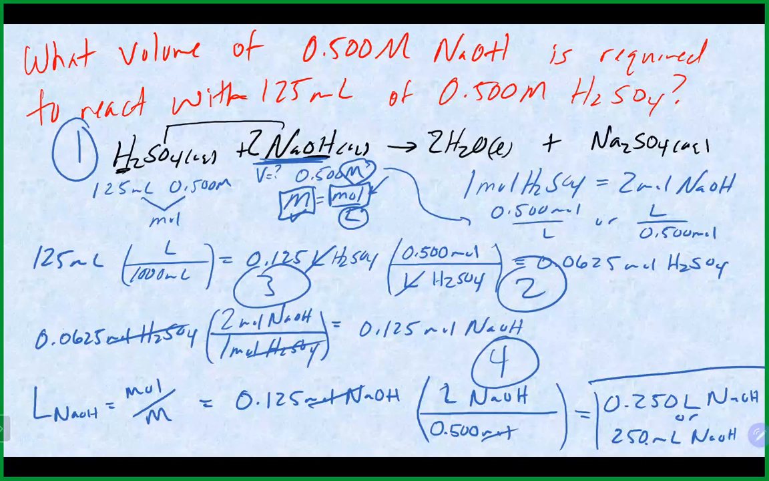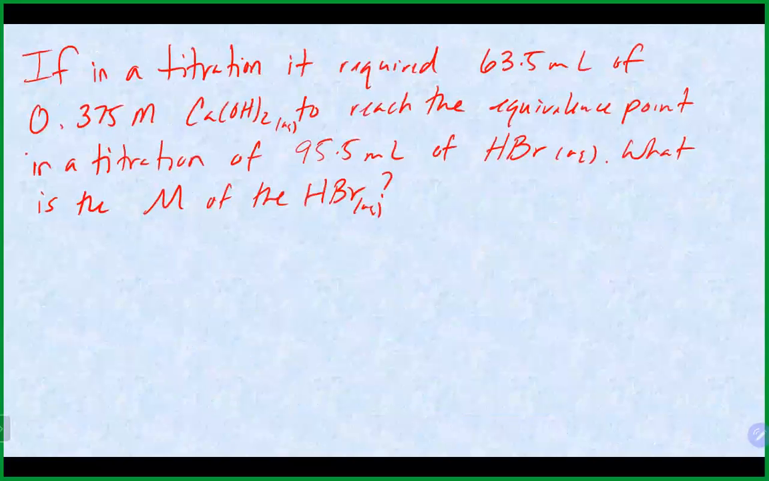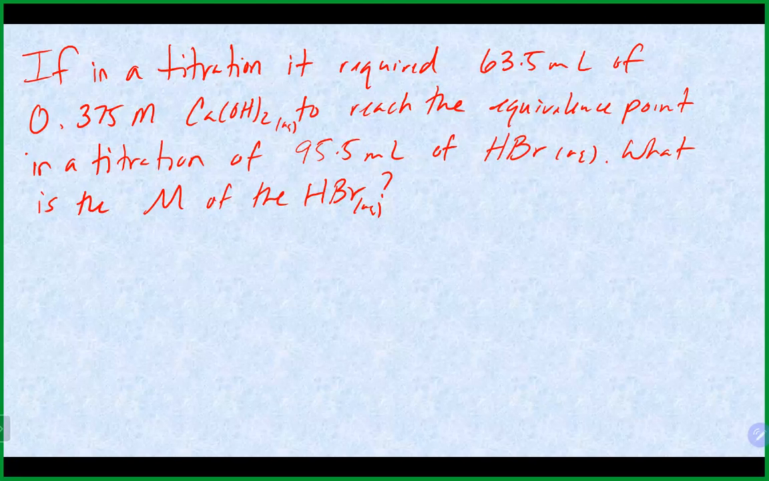All right, let's try one last one here. Finish this one up. Let's try this one I just made up. So if in a titration, it required 63.5 milliliters of 0.375 molar calcium hydroxide to reach the equivalence point in a titration of 95.5 milliliters of hydrobromic acid, what is the molarity of the hydrobromic acid? I'll do it as well since I just made it up. Hopefully we'll get the same answer here.